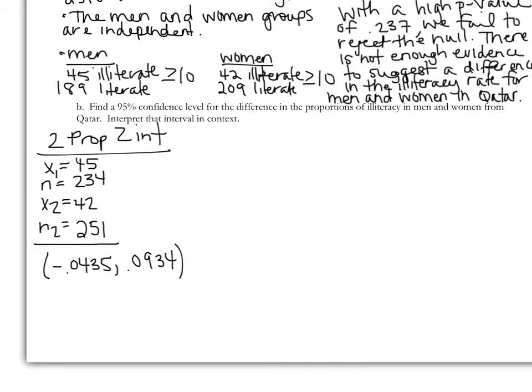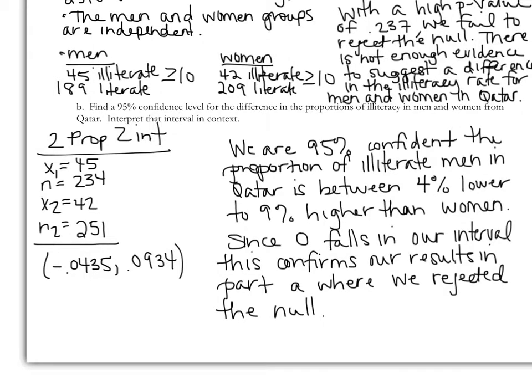Now you just need to interpret that interval. We are 95% confident the proportion of illiterate men in Qatar is between 4% lower to 9% higher than women. Since 0 falls in our interval, this confirms our results in Part A, where we failed to reject the null.